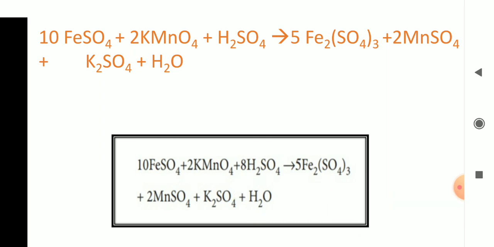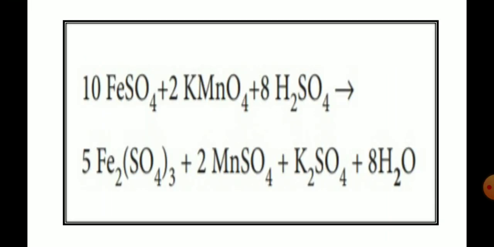Finally the balanced equation is given here. 10 FeSO4 plus 2 KMnO4 plus 8 H2SO4 gives 5 Fe2(SO4)3 plus 2 MnSO4 plus K2SO4 plus 8 H2O. In certain cases we have to balance the oxygen atoms also. But in this equation, surprisingly, when we balance hydrogen, the number of oxygens is automatically balanced. So with this, balancing of a redox equation is over.